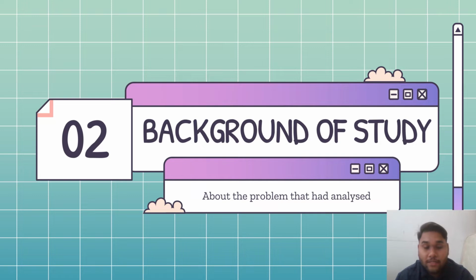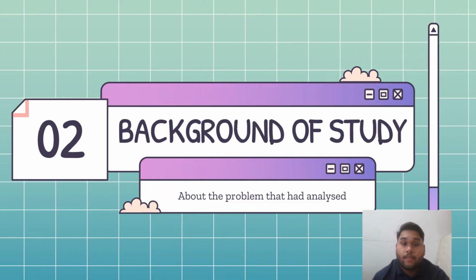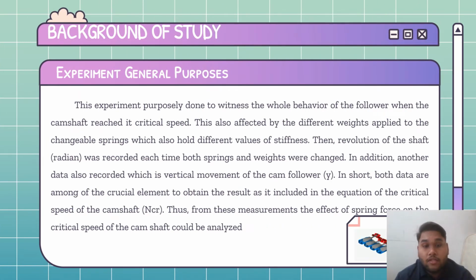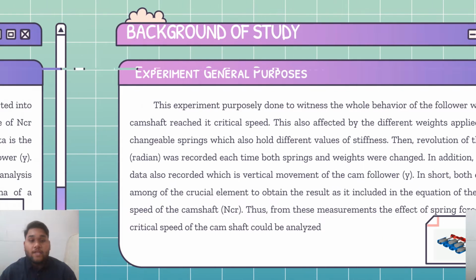Thank you. My name is Shafiq Azim bin Azli and I will continue this presentation with the background of study. I will explain about the experiment general purposes. Generally, this whole experiment was conducted to observe the entire movement of the camshaft and the followers that are attached with the different stiffness of the spring. Several data will be collected to get the value of critical speed for the camshaft such as the weight of the follower, angular displacement of camshaft, and etc.